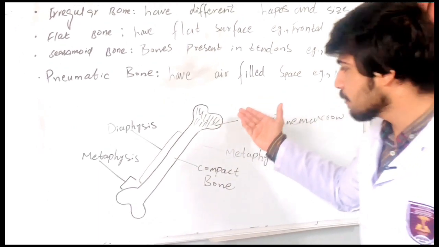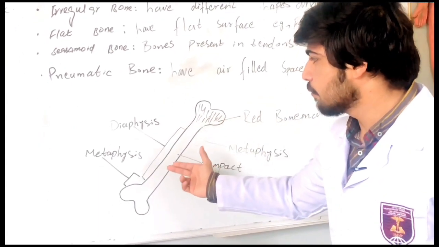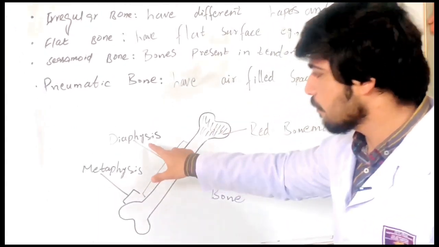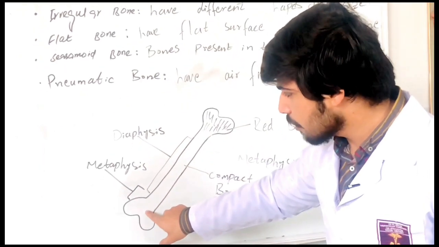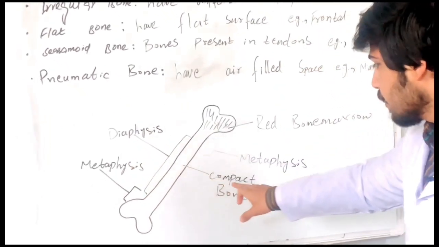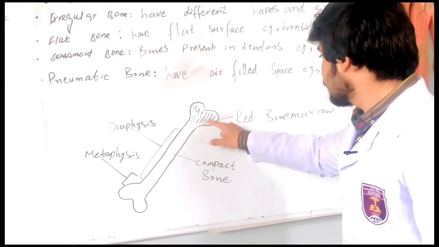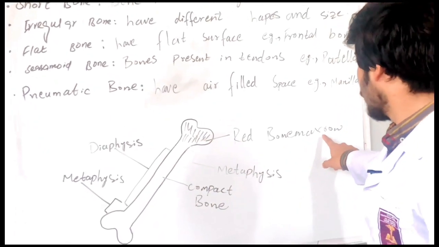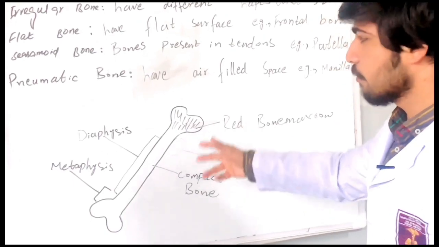As you see, our bones are of this type. Here we have the diaphysis and the metaphysis. As you saw, this is the compact bone. In front there is red bone marrow, metaphysis, etc.